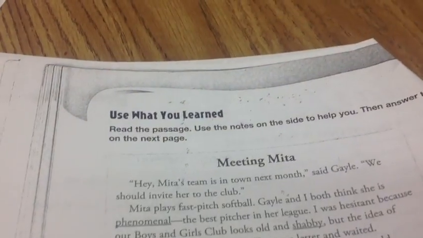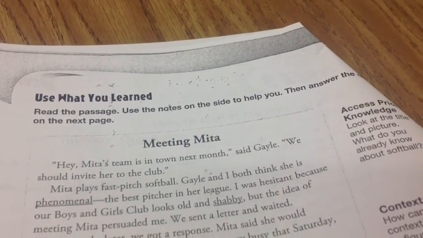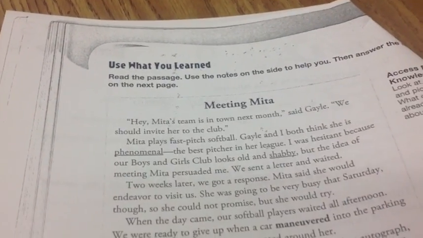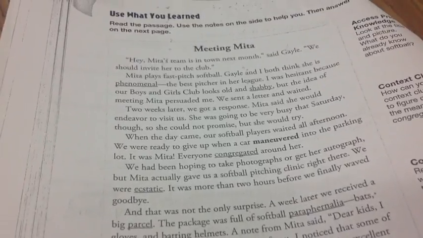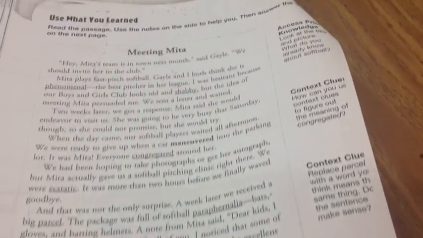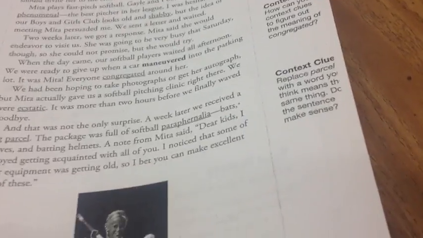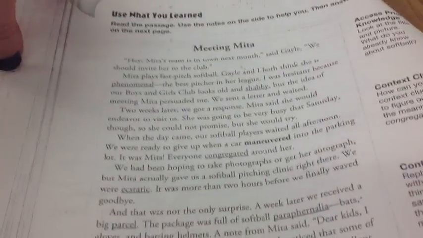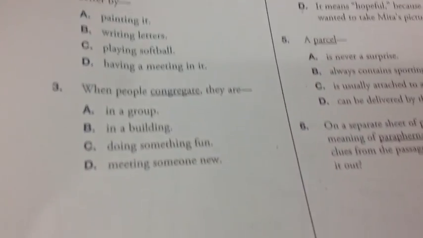Once you complete all of those notes, you're ready to turn the page to start the practice. Okay, it says use what you learned. Read the passage. Use the notes on the side to help you. Then answer the questions on the next page. So you are going to read a passage called Meeting Mita. You can look at the picture, ask yourself questions, access prior knowledge, use your context clues. You're going to read the passage independently and answer the questions independently.